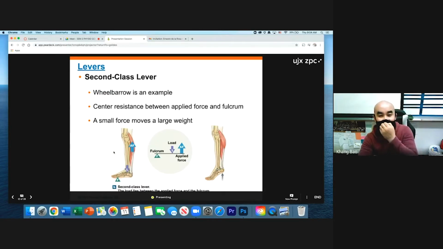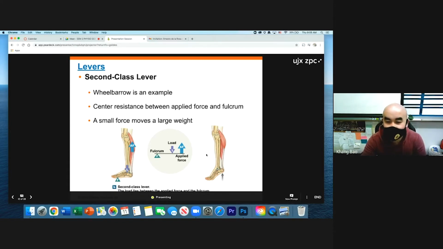And then you have the second class lever. If you look at the difference, the fulcrum is at the end now. It's not in the middle. And the applied force is at one end and the load is in the middle. This second class lever is a little better. It allows a small force to move a large weight.